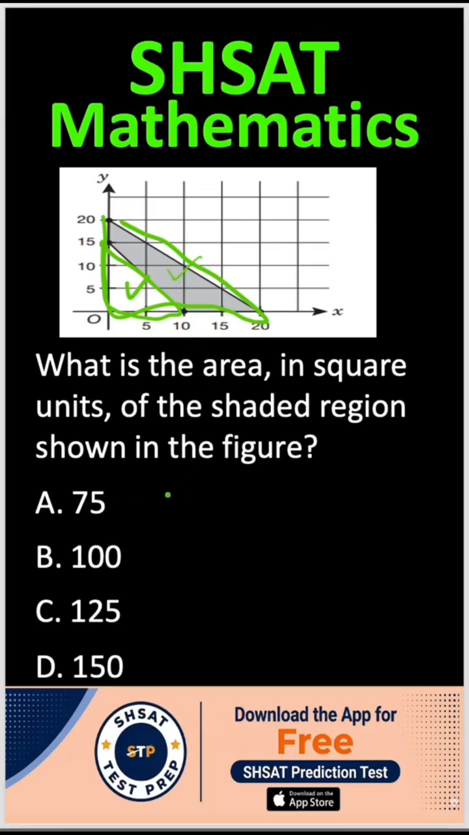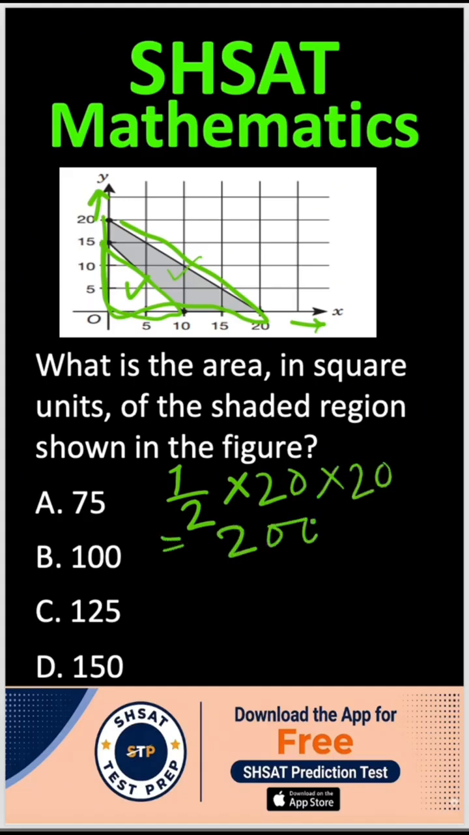So first, for the area of the bigger triangle, we can see that the large triangle goes all the way up to 20 along the x-axis, and along the y-axis it also goes up to 20. So we know the area of a triangle is half times base times height. So here the base is 20 and the height is 20. And half times 20 times 20 gives us 200.